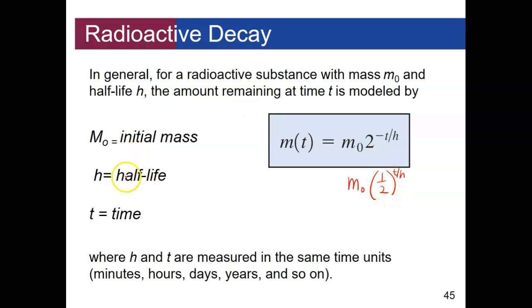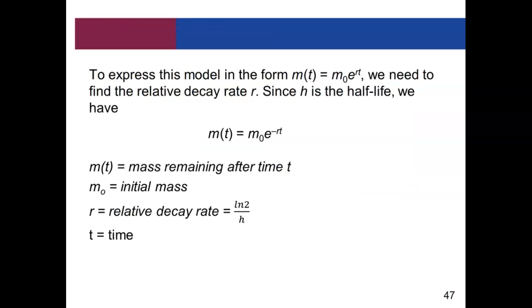Okay, so H is going to represent our half-life, just like A represented our doubling time. T would be our time, and again, H and T have to be in the same units, so just be careful about that. Okay, so we may also have to deal with relative decay rate.